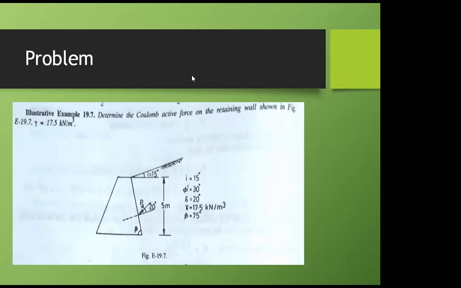First tell me how much you will get for Ka, then tell me what is Pa. Yes, calculate and tell me what is Pa and what is Ka.